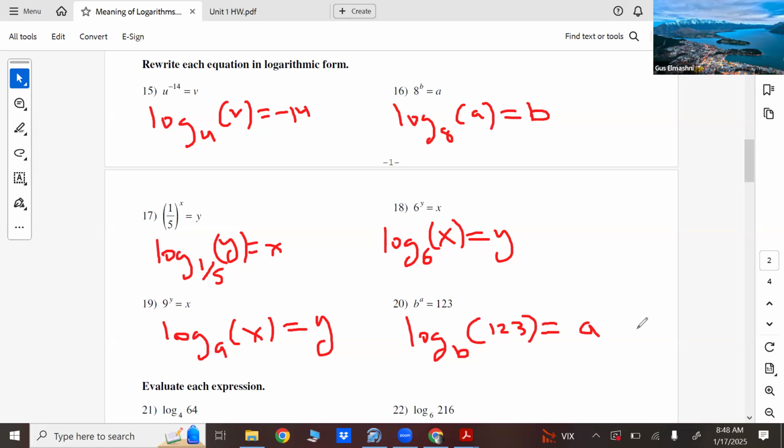All right, here we go for 17, 18, 19, 20. So log base 1/5 of Y equals X, log base 6 of X equals Y, log base 10 of X equals Y, log base b of 123 equals a.